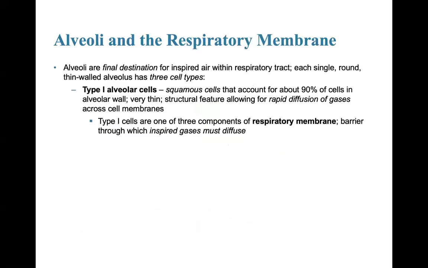Okay. So the alveoli are the final destination for inspired air within the respiratory tract. Each single round, thin-walled alveolus has three cell types. The first is type 1 alveolar cells. These are squamous cells that account for about 90% of cells in the alveolar wall, a very thin structural feature, allowing for rapid diffusion of gases across the cell membranes. The type 1 cells are one of three components of the respiratory membrane, and this is the barrier through which inspired gases must diffuse.